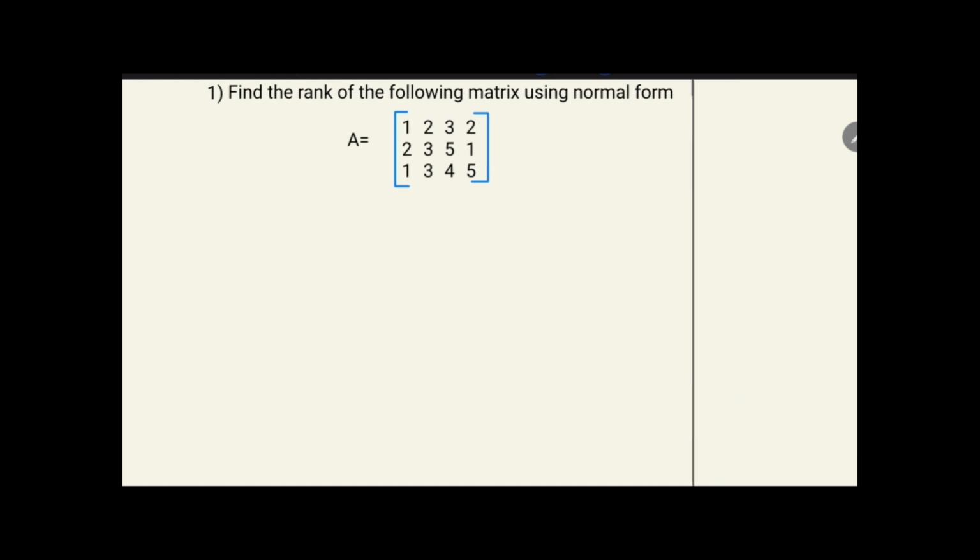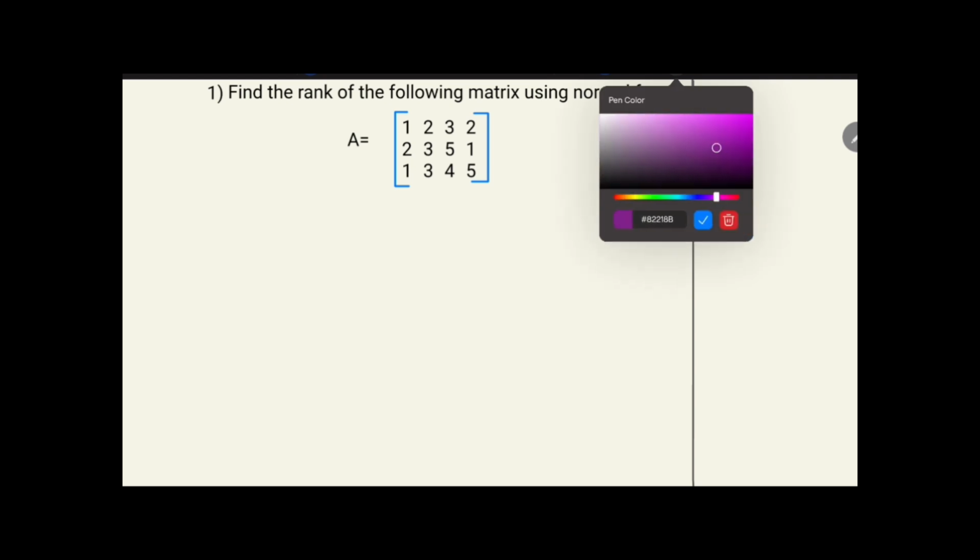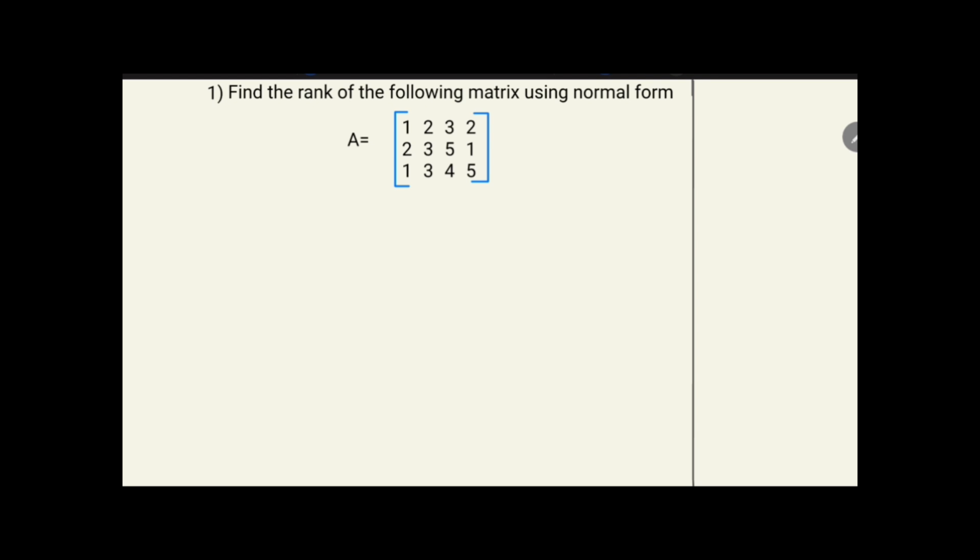Now coming back to the problem. The given matrix is this. Let me write down the matrix once again. The given matrix is A equals 1, 2, 3, 2; 2, 3, 5, 1; 1, 3, 4, 5. According to the steps, the first element is already 1.